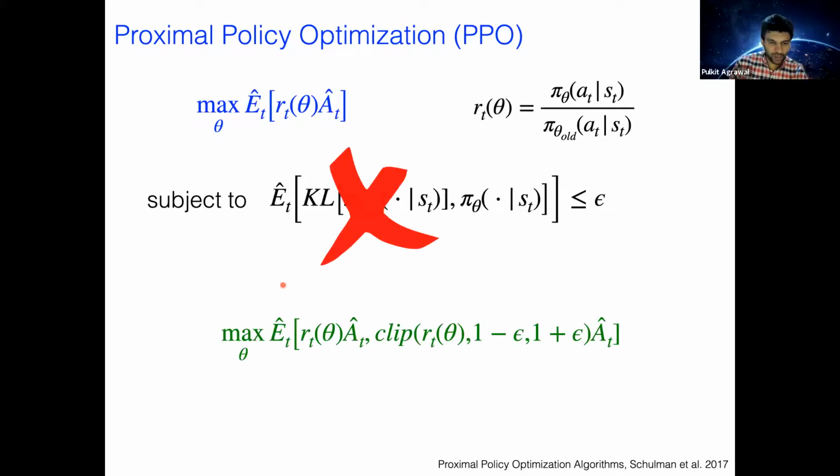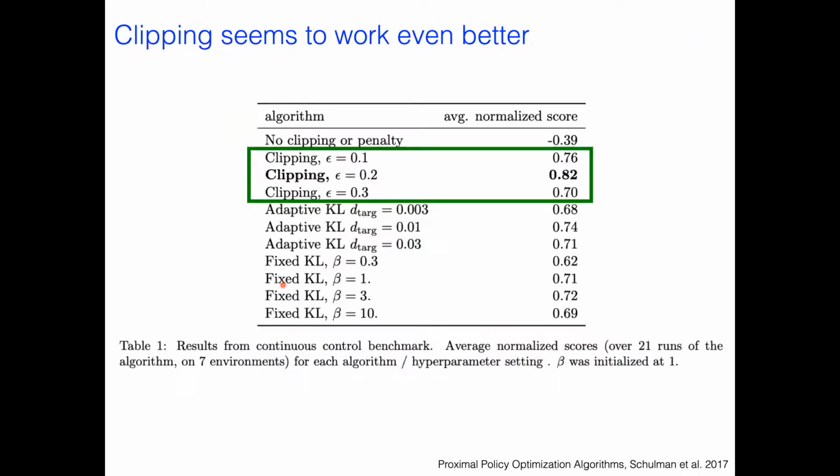Now, is there a one-to-one derivation? No, there is not a one-to-one derivation. And we'll see in just a few minutes that it actually turns out it's unclear if clipping actually biases anything more than KL divergence. But we'll come to it in a bit.